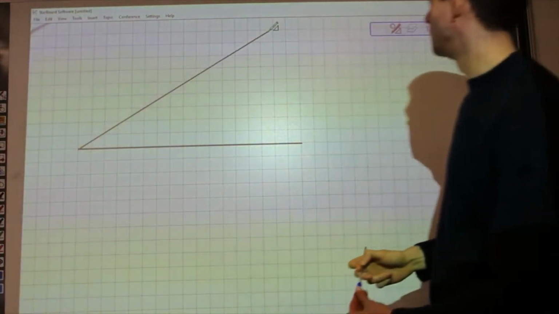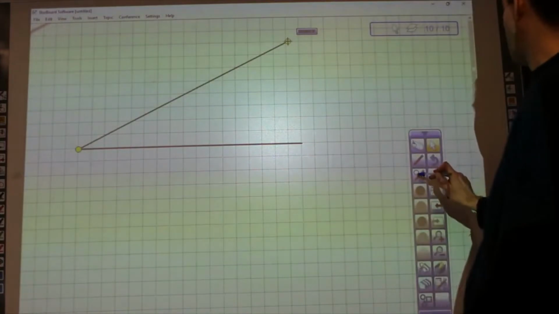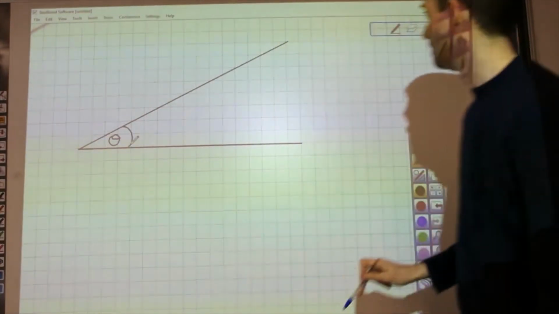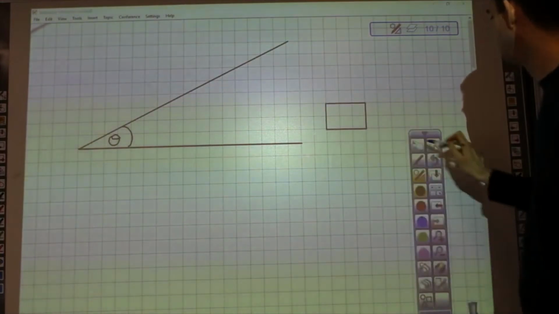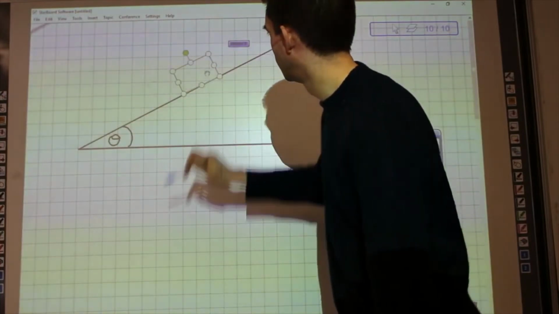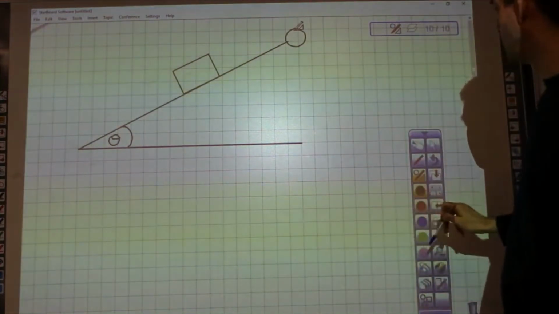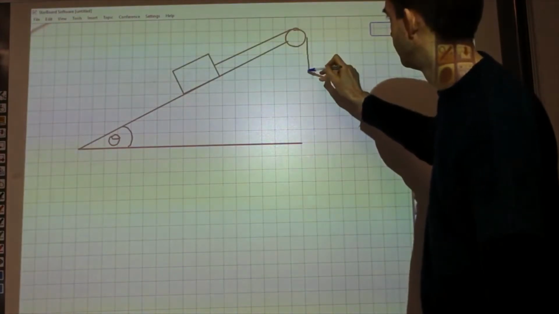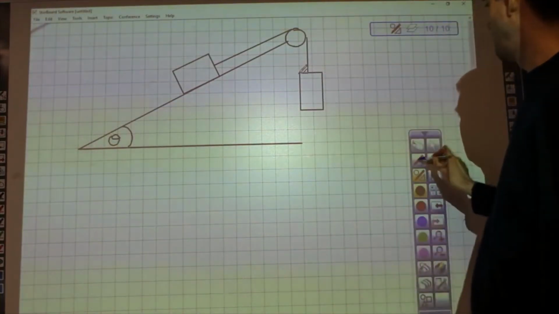So here is our inclined plane. Let's just modify that so we can actually get the pulley into it. There we go. And we have the angle theta, because we didn't know the angle at this stage. We have a particle A just there. We've got the smooth fixed pulley at the top of the plane connected by the light inextensible string. And then we have the particle B hanging freely.